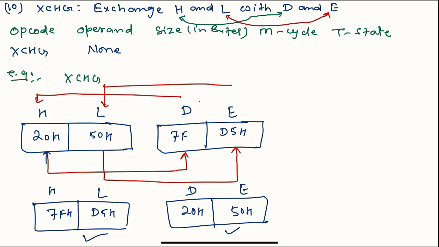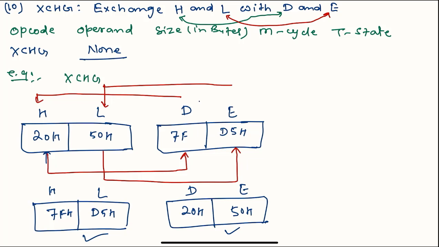We are not using any other operand, and there is nothing more to specify. By default the register pairs HL and DE are used for this instruction. That is the reason no operand is required to be mentioned in this instruction.